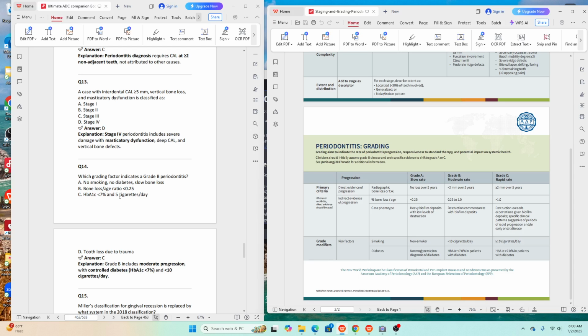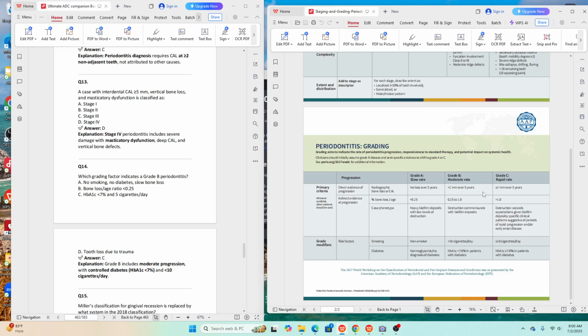HbA1c is less than 7% and 5 cigarettes a day. Okay. Less than 10 cigarettes, 5 cigarettes, that does come in grade B. HbA1c is less than 7%, which also comes here. Tooth loss due to trauma is not mentioned here, and tooth loss due to trauma is a staging classification, not a grading classification. Understood? So, out of all these options, the one which fits the description is grade B.